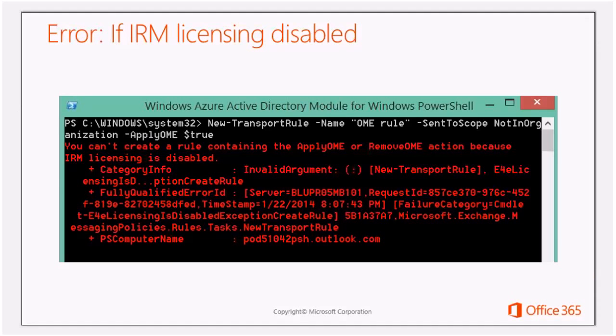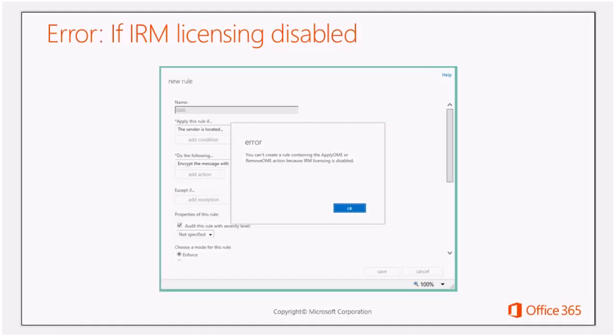It tells you can't create a rule containing the apply OME or remove OME action because licensing is disabled. So the resolution to that, go back in, verify that you have licensing enabled, and then go back through and verify as well that you have the appropriate key sharing location and trusted publishing domain, all that kind of cool stuff. You also get an error message if you're using the graphical website, and you can see there it'll tell you can't create a rule because IRM licensing is disabled. So pretty self-explanatory.